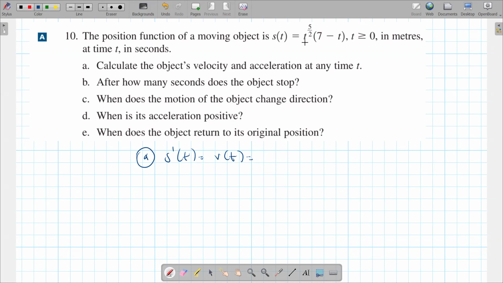This one you have to use the product rule. There's no other way around it. So f g: it's f prime g plus f g prime. Same thing as the quotient rule, but with a plus. What's f prime? You bring the 5/2 down. What's the new power?